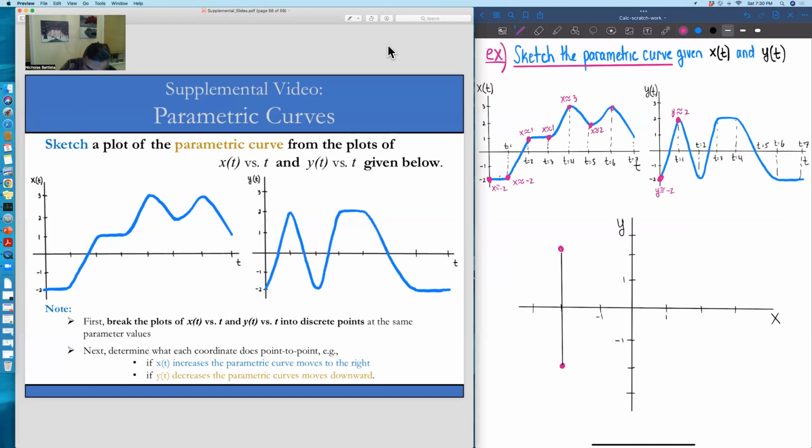When t is 6, our x value is approximately equal to 3. And finally, when t is 7, our x value looks like it's approximately 1. And we can do the same process for all the y values.